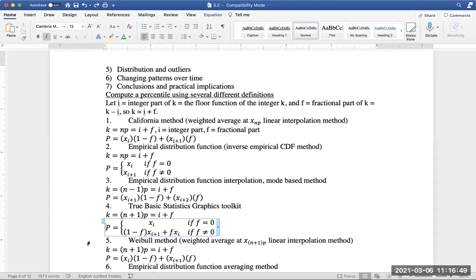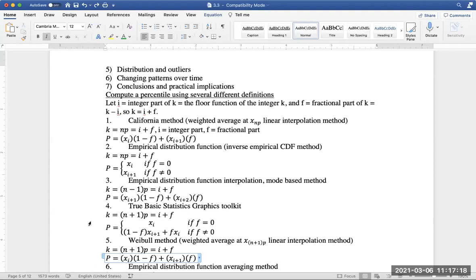Okay, so the Weibull method. The weighted average x of n plus 1 p, linear interpolation method. It's basically the same as the California method. It's just that you let k equal n plus 1 times p. So that's the only difference. Then the percentile is x of I times 1 minus f plus x of I plus 1 times f.